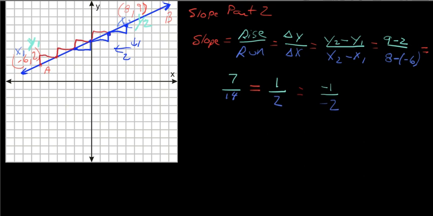Well, let's try another one, because lines don't always go uphill. In fact, the good thing to remember is when a line is going uphill like this, your slope is always going to be positive.